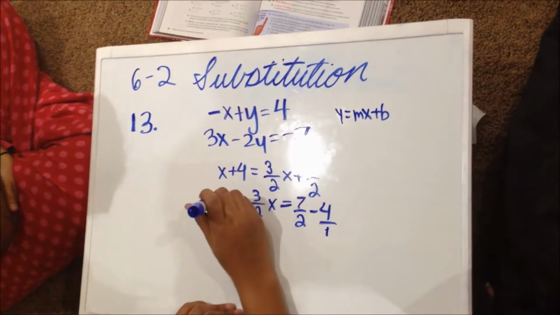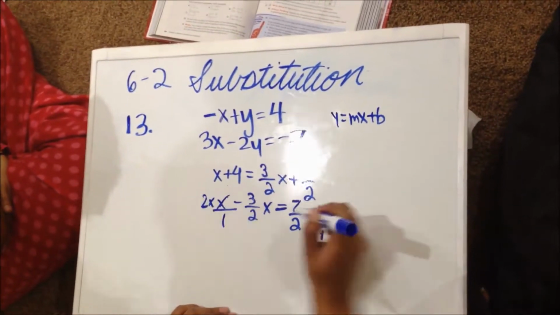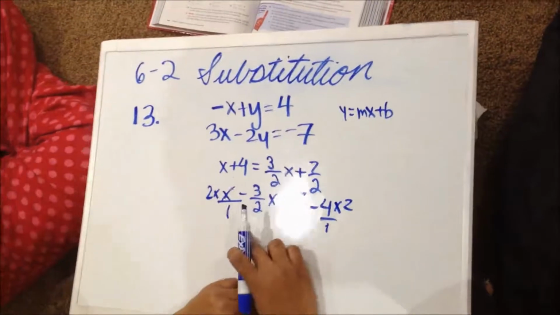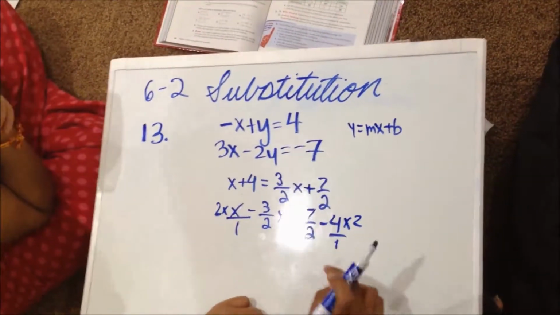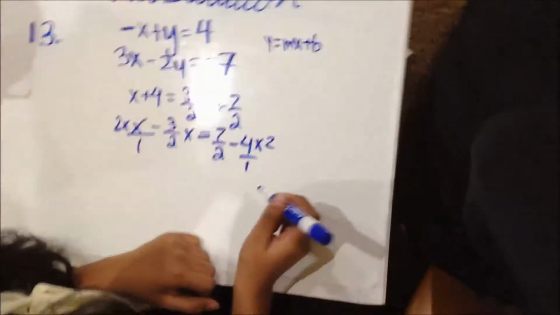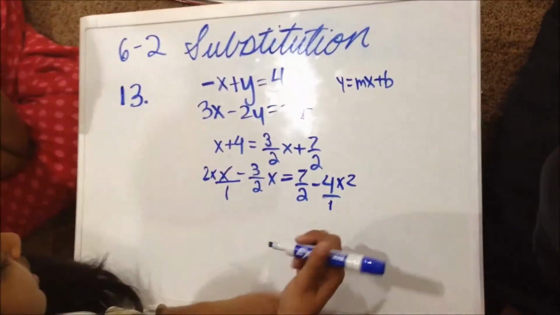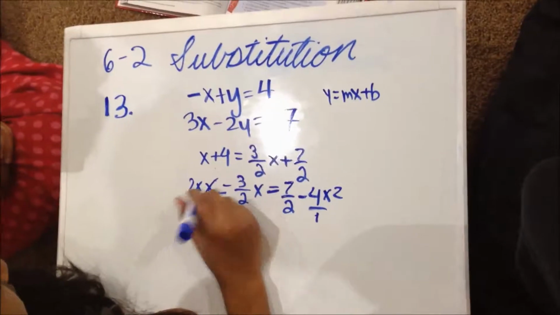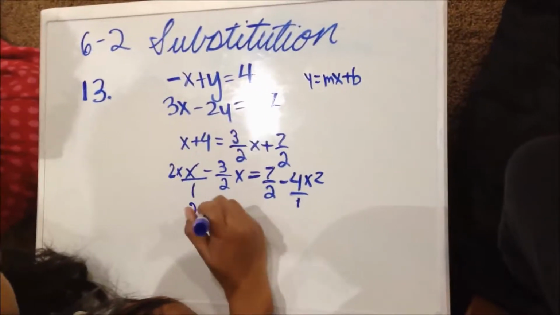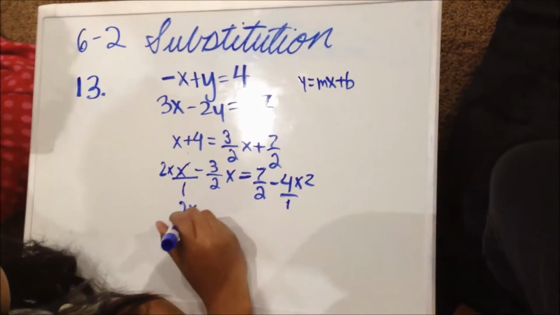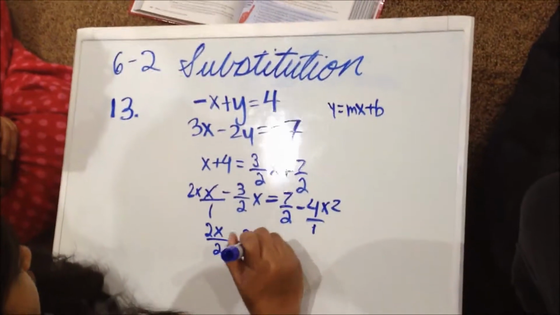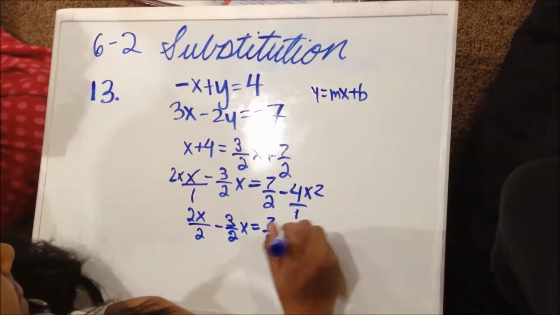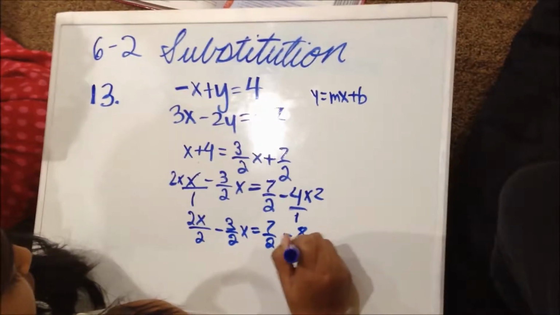So then you would multiply by 2 to both of these, because the denominator is 2. There has to be a common denominator. Yes, the common denominator would be 2 after you multiply the top by 2, because these ones are already done, so you don't have to do anything. So this one would be 2x over 2 minus 3 over 2x equals 7 over 2 minus 8 over 2.